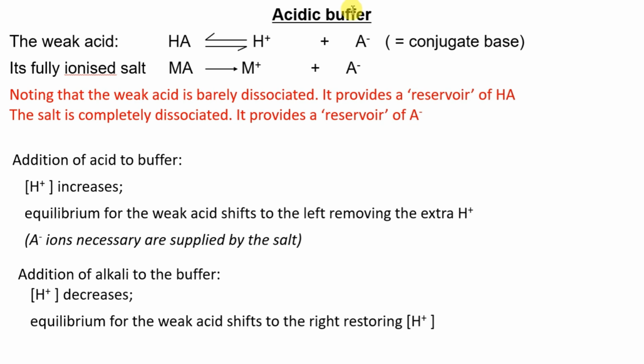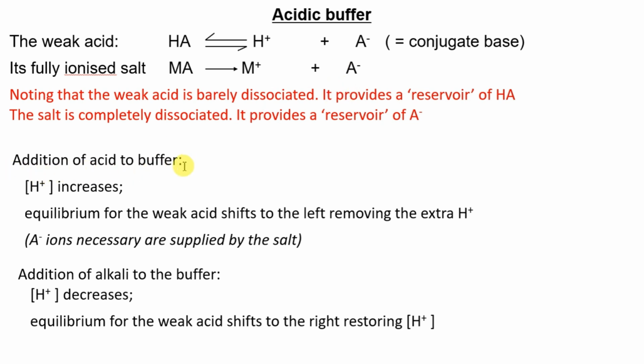For an acidic buffer, the weak acid, HA, is partly dissociated. Its fully ionized salt is completely soluble. The weak acid is barely dissociated. It provides a reservoir of HA. The salt is completely dissociated. It provides a reservoir of A-. So in the acidic buffer, we've got surplus undissociated acid HA and surplus A-, the conjugate base.